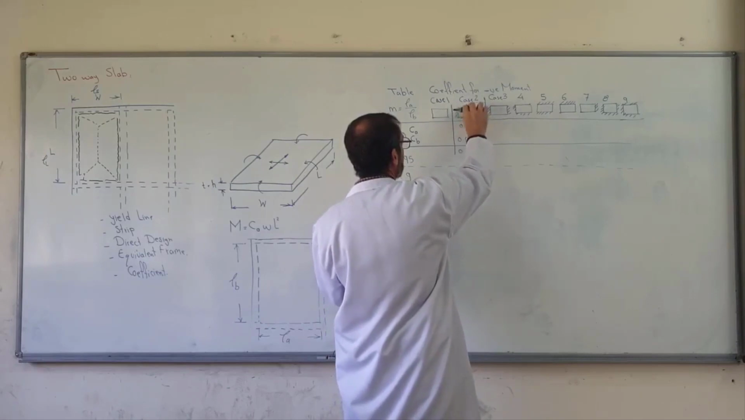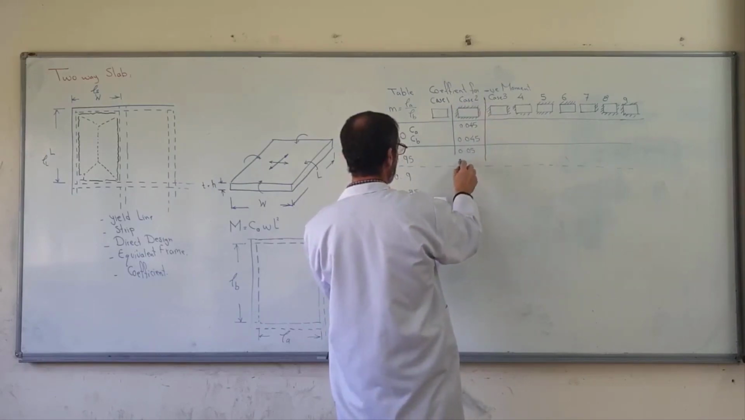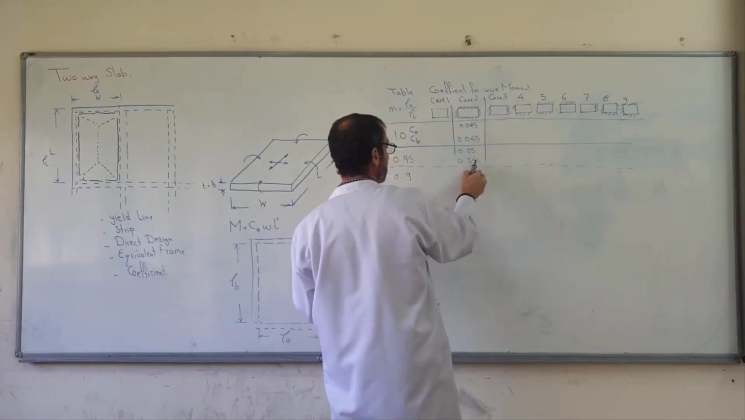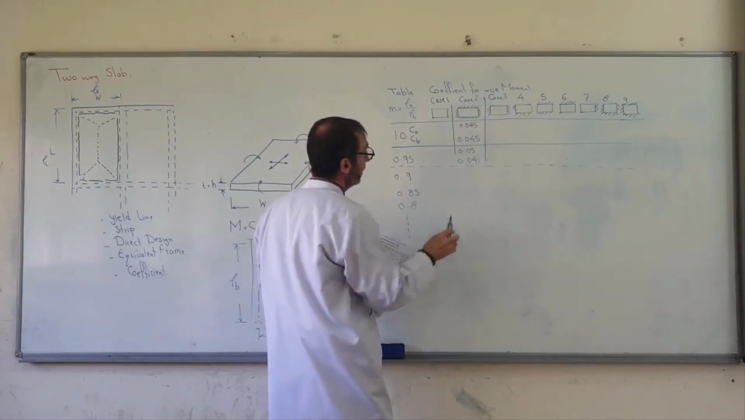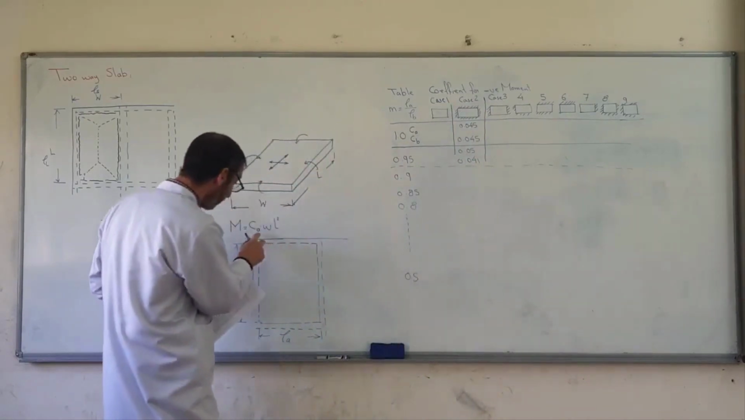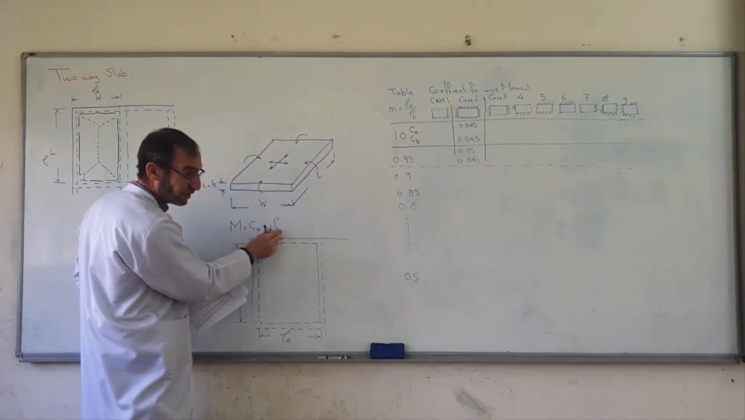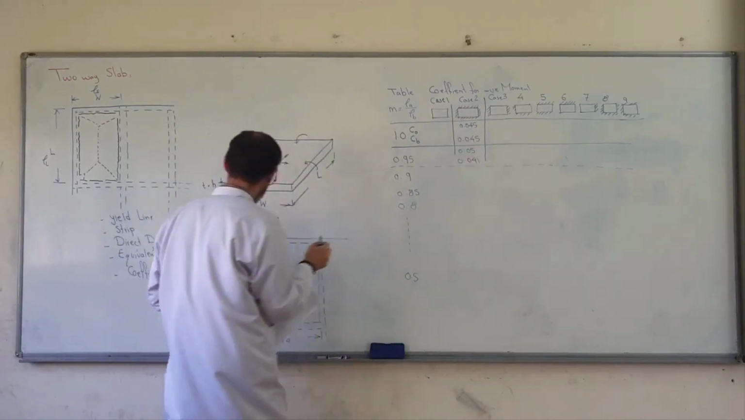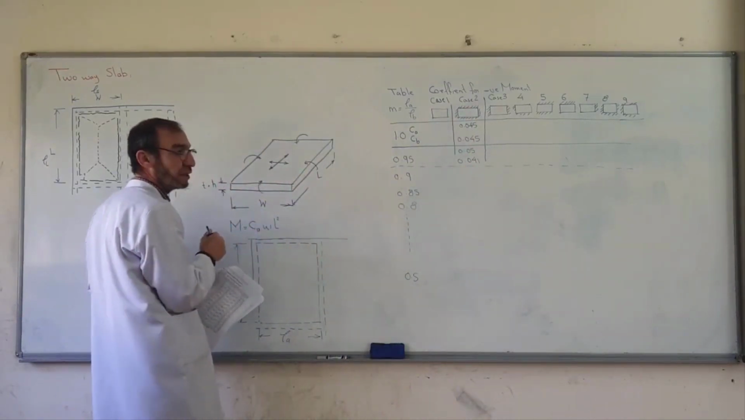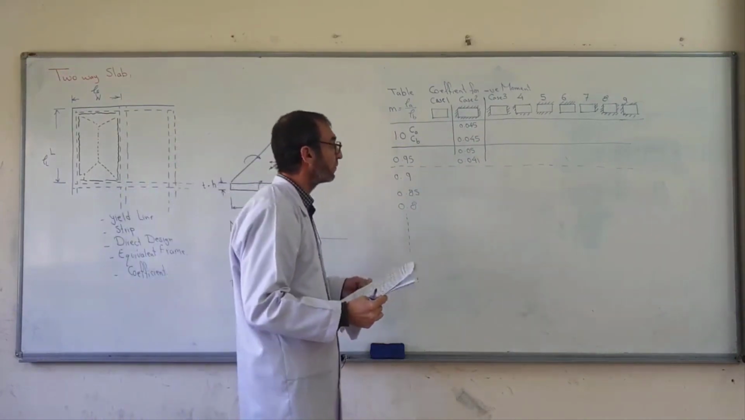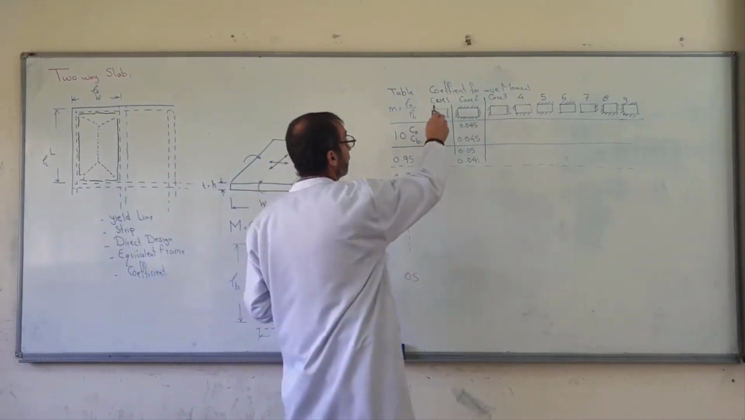But in the long direction it is equal to 0.041. The long direction is less, 0.041 WL square. In this direction 0.05 WL square. Now this is the table of coefficients for negative moment.